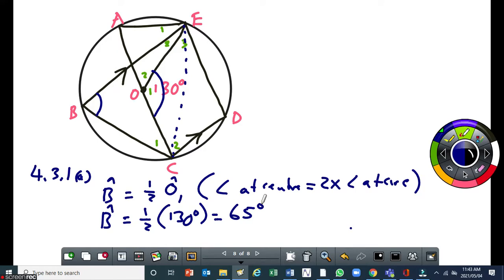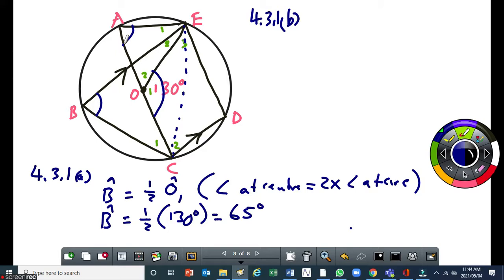Okay, then 4.3.1b. We now need to determine the size of angle A. Now, angle A is this angle here. Okay? Now, both angle A and angle B are at the circumference. So, all you have to do is identify if they are subtended by the same chord. The answer is yes, they are subtended by the same chord CE.